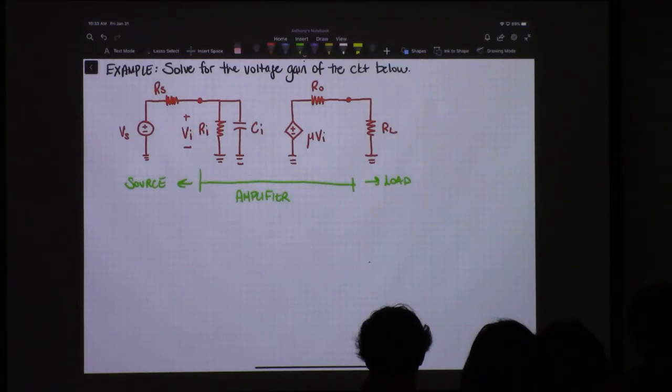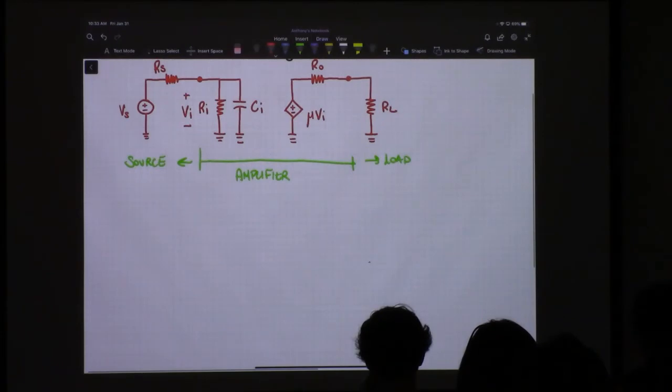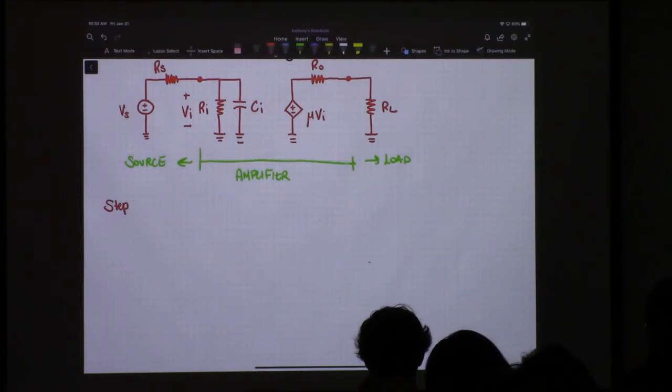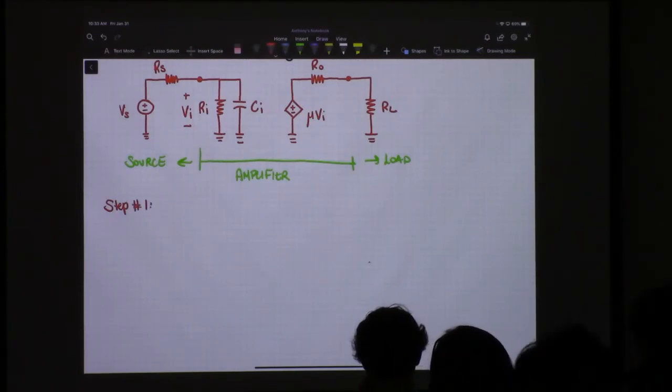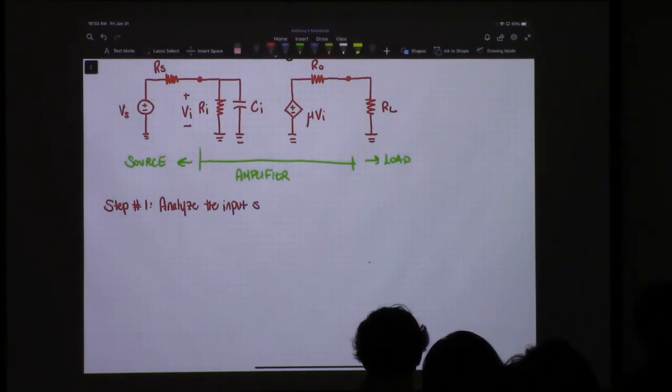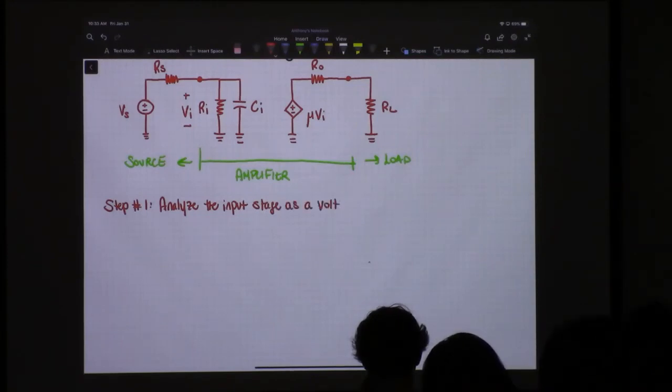Okay, so first step here is going to be to analyze the input stage. Okay, which is going to be done as a voltage divider.